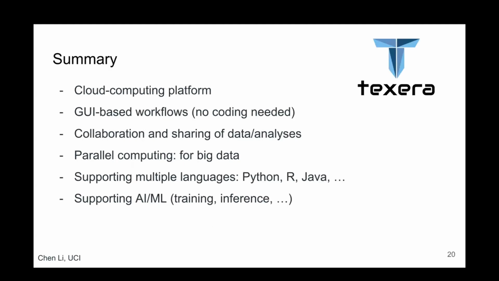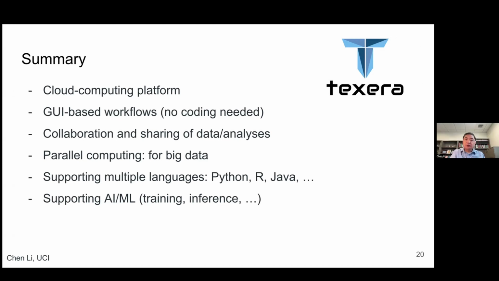So to summarize, Texera is an open source system that supports cloud-based computing platforms to allow very powerful collaboration, sharing of data and analysis. This platform can make it easy for people to do collaborations, can make the latest AI/ML techniques more easily available to the community. And we want to use the system to make scientific research and collaboration much more efficient.